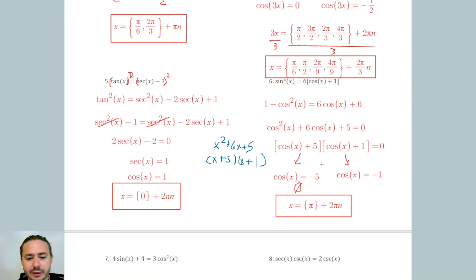Let's just press pause here for a minute. Let's just hold the phone. I forgot to mention one thing, going back to number five. Whenever you square both sides, you've got to check for extraneous solutions to make sure that this actually works. So let's check. Tangent of zero, let's pull up the unit circle.